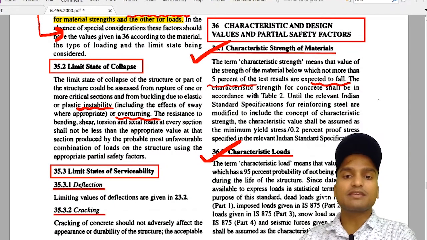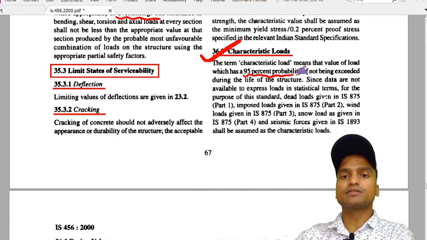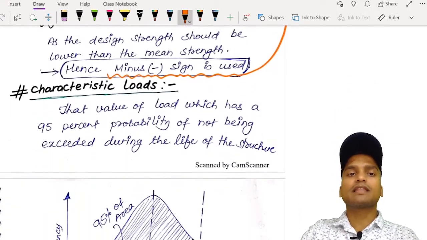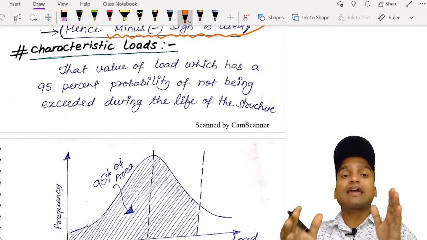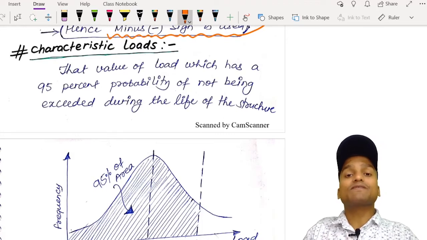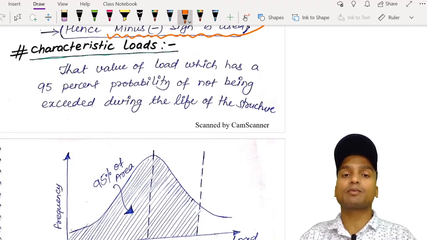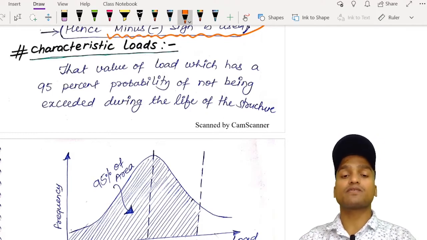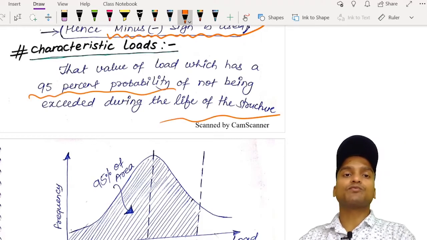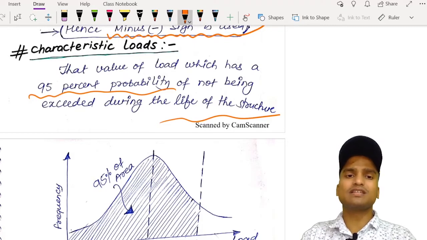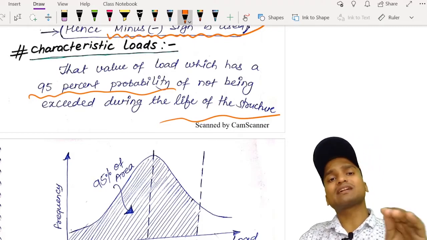load, and the main keyword here is 95% probability of not being exceeded during the life of the structure. So similarly, we have written in this note also that characteristic load is that value of load which is going to be exerted on the structure, which has a 95% probability of not being exceeded during the entire service life of the structure. So if you have understood the concept of characteristic strength, it will be very easy to explain you the concept of characteristic load also.